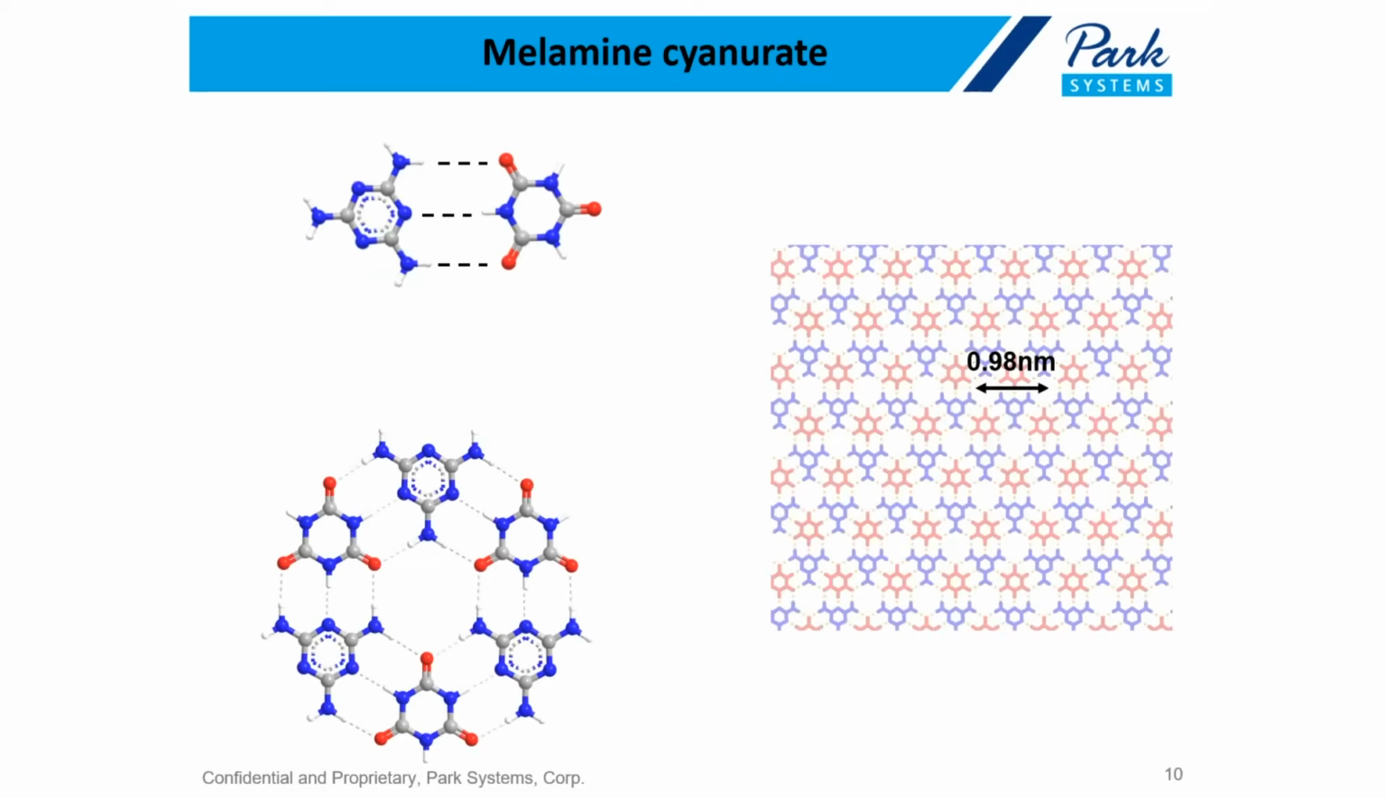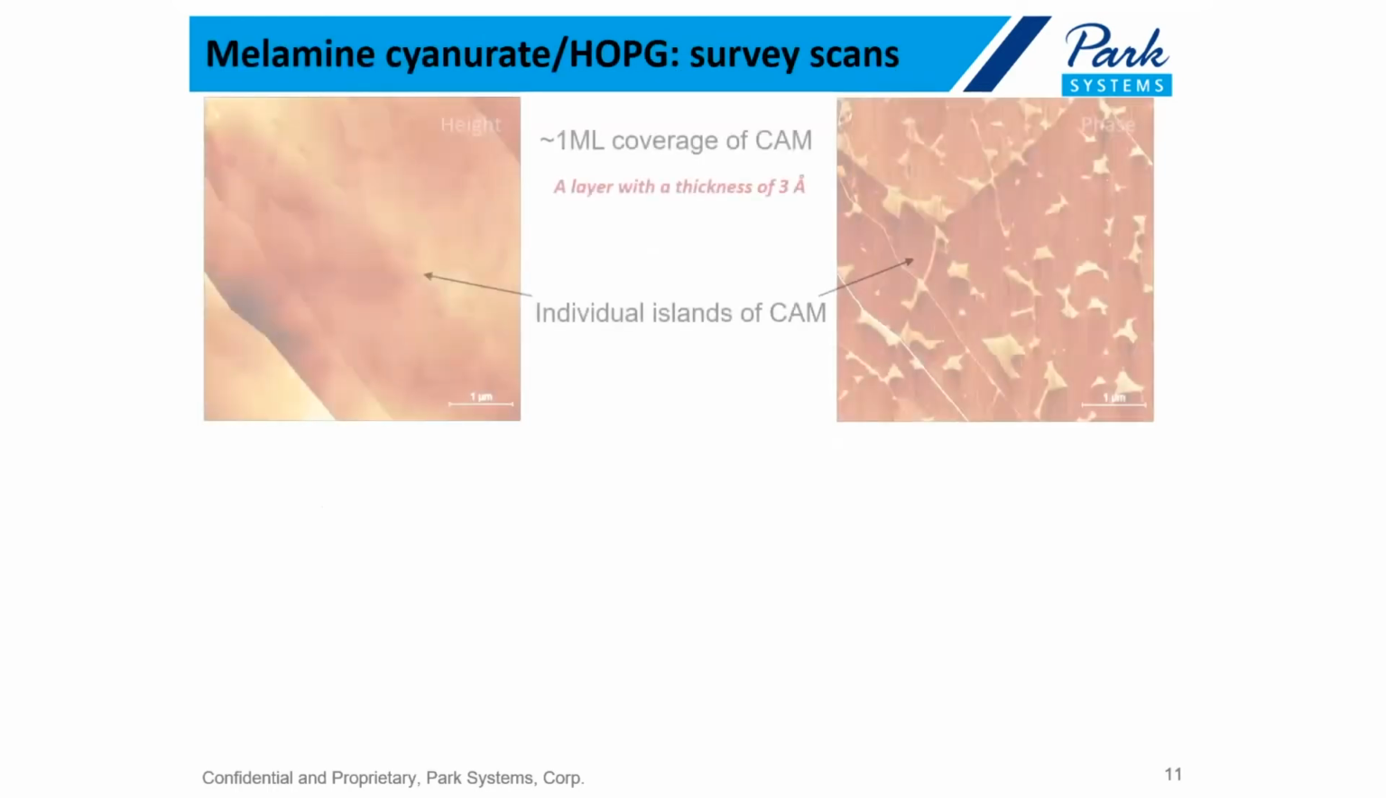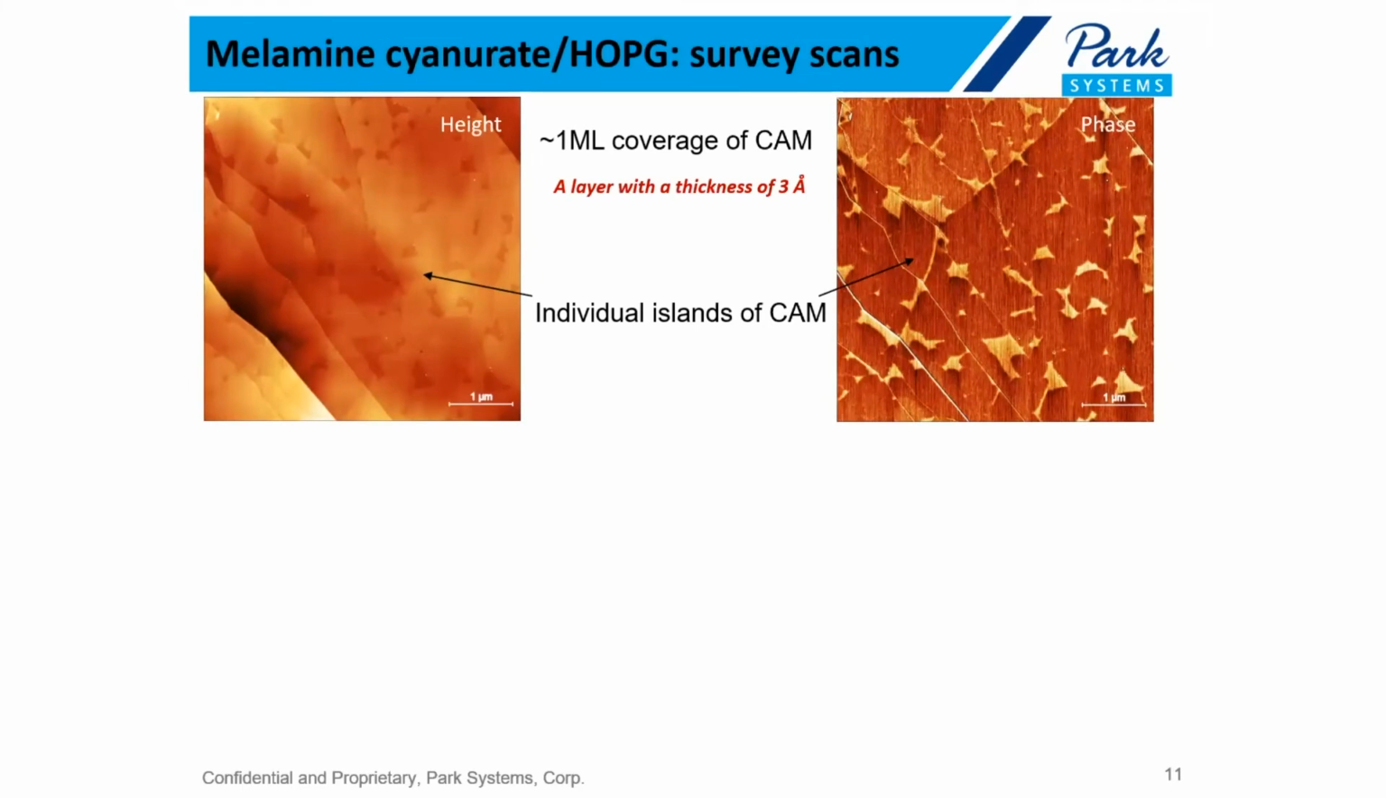And the important thing here is that those two molecules form only one structure in that network, and they don't form anything else. And the period for that structure is just 9.8 angstroms. It's quite small. It's half the size of the previous one. And okay, if we look at that melamine cyanuric acid structure absorbed on a graphite surface again on a larger scale, for instance, here's a 5-micron image, we see islands observed both in height and phase channels.